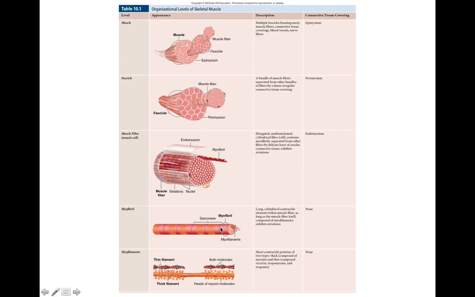The myofibril actually is made of other proteins within that called the myofilaments. And there's two types of myofilaments. We got the thick filament and the thin filament. Okay? So right here is a thick filament. Next to it, we have thin filaments. So the thick filament has little myosin heads here. The thin filament has what we call actin. We'll come back to that.